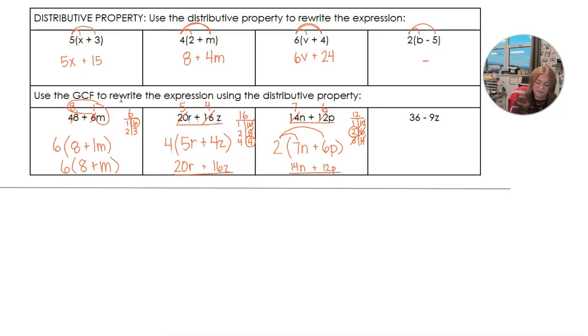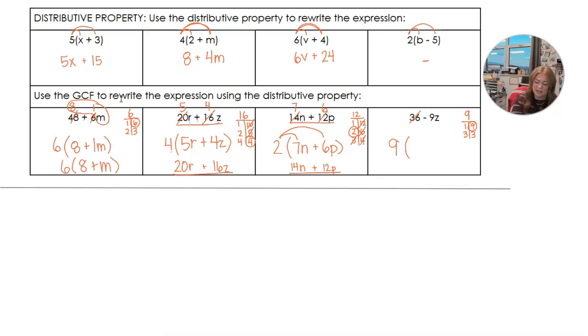Okay, our last one, we have 36 minus 9 Z's. So we're finding factors of 9, 1 and 9. 2 can't. 3 and 3, and we have a repeat, so we're done. So we're deciding which one 36 can divide by. So let's try 9 first. 9, 18, 27, 36. We got it. So 9 is the GCF. 9 goes in the front.